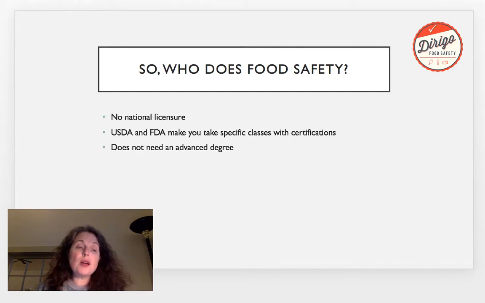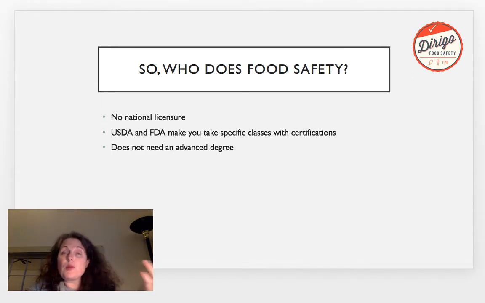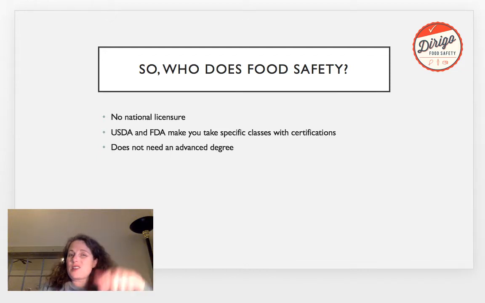So when we talk about needing to have food safety, what does that actually mean? Who's in charge of this sort of stuff? Well, from a regulatory standpoint, the FDA and the USDA, your state Department of Agriculture, and your local health department are in charge of it. But at the actual companies, what does that mean?